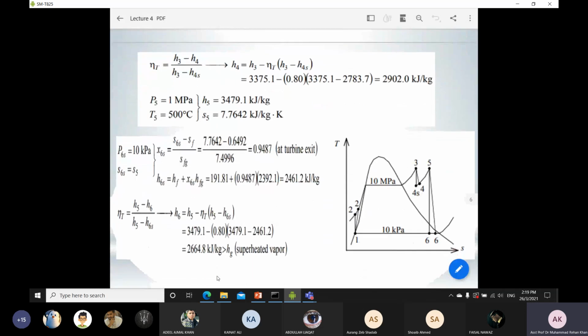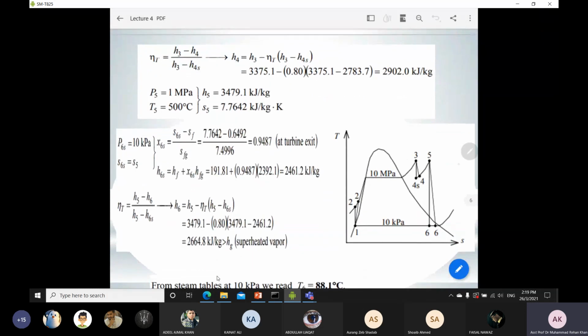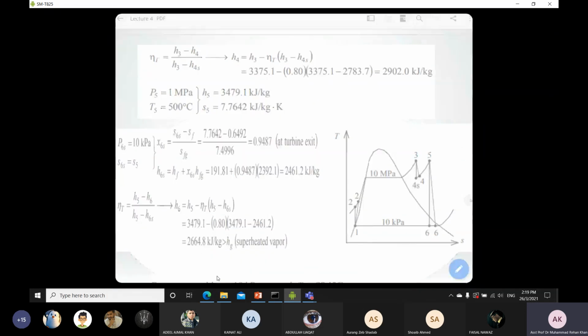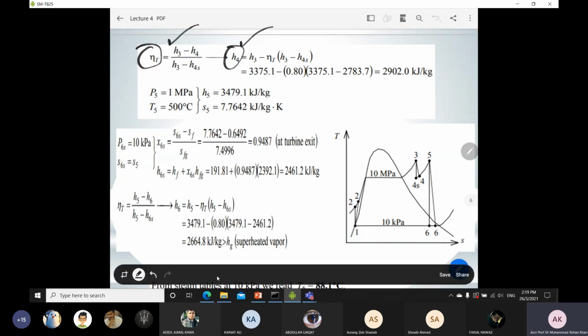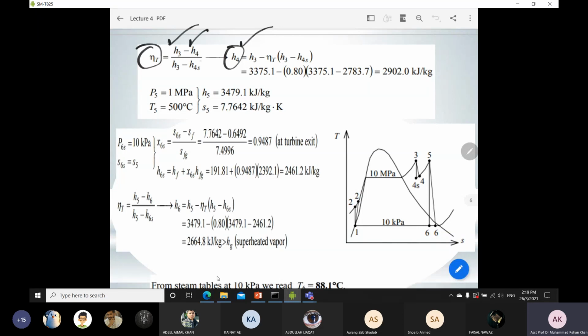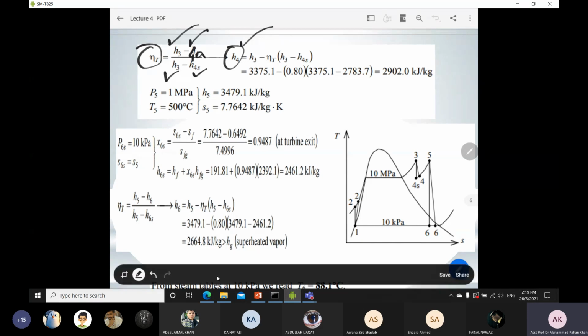Now coming towards H4, because we are interested in enthalpies for the actual one. We have to find H4 by using the isentropic efficiency of the turbine equation, which we already saw. H3 minus H4A over H3 minus H4S. You already know the H3 value from your previous state. H3 is given, and H4S you have just found by using the interpolation.